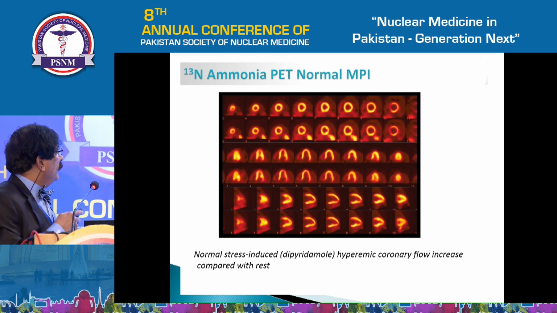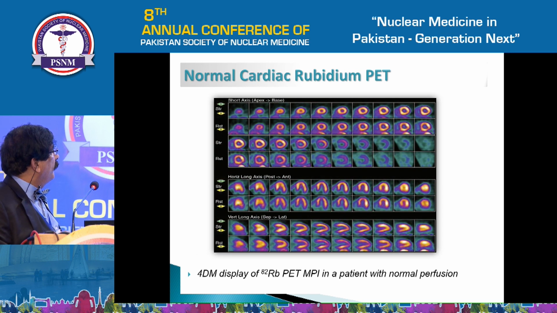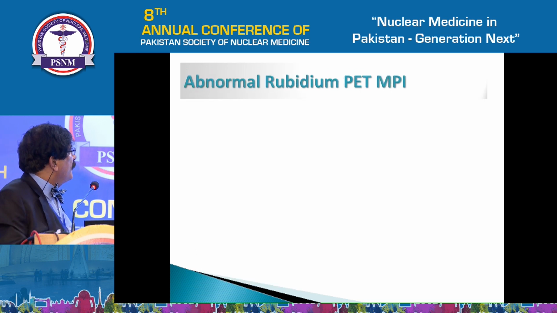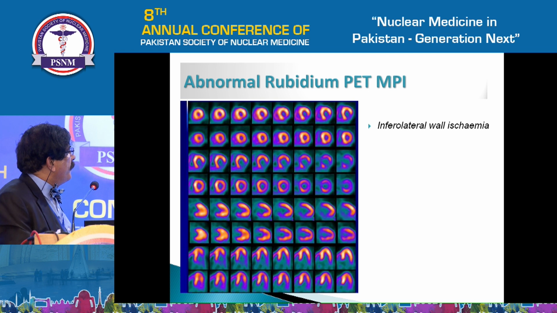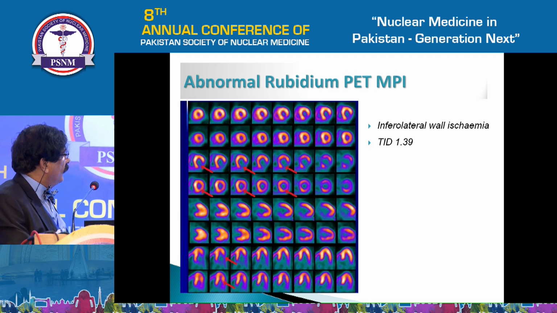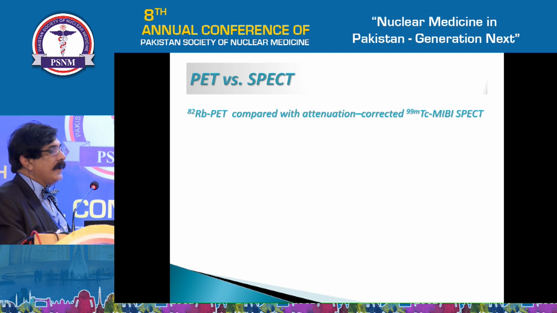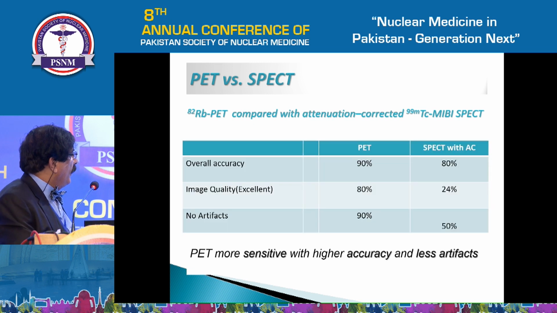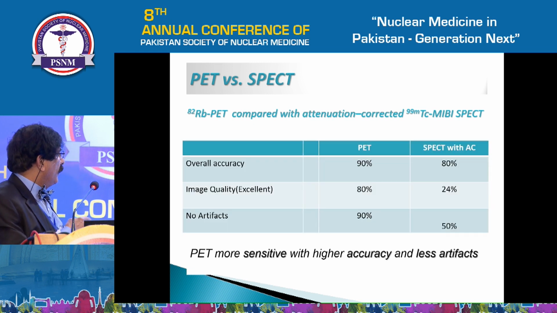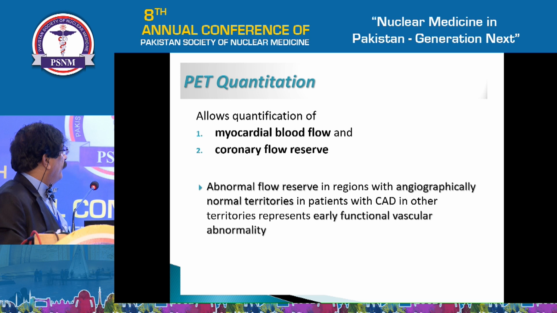Example of an ammonia PET normal myocardial perfusion image, normal cardiac rubidium PET, and an abnormal cardiac rubidium PET MPI with inferolateral wall ischemia, as you can see as marked by these arrows here. So when you compare PET with SPECT, PET is more sensitive with higher accuracy and less artifacts.